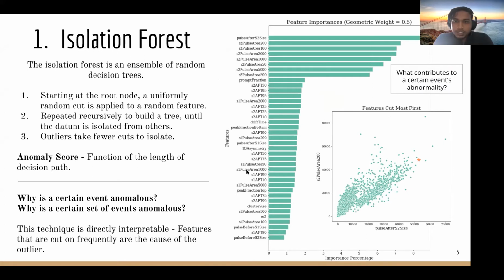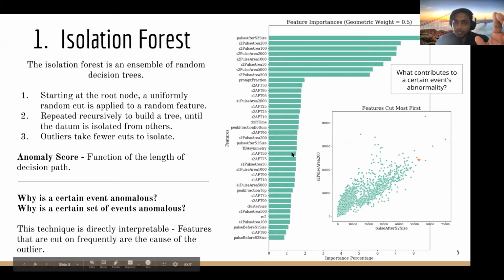The way you do that is you consider the branches where the decision paths are short. By construction, these are the branches where the anomalies are because they take fewer cuts to isolate. Now, if you take a collection of these branches and loop over them and count which feature is cut, and basically histogram these counts, you'll end up with a plot like this.